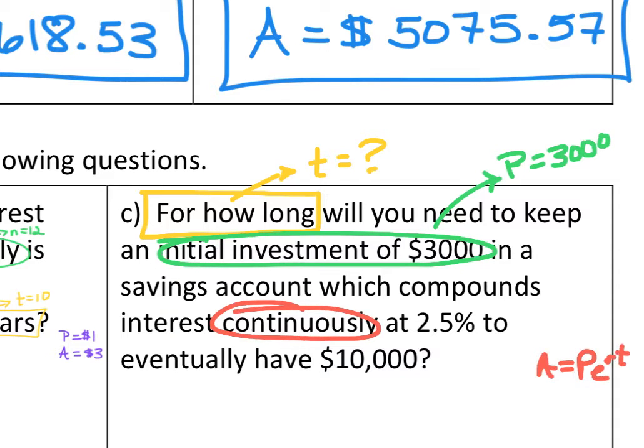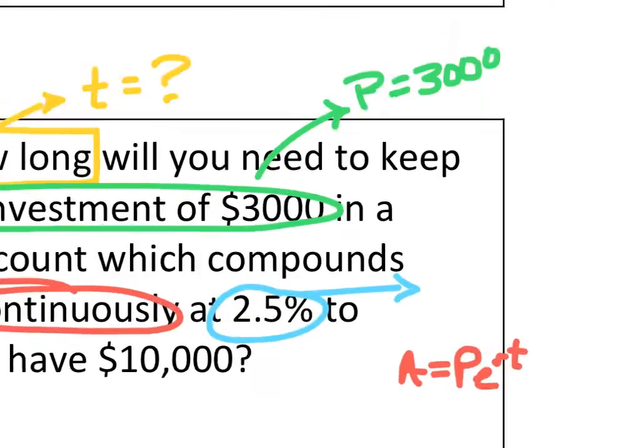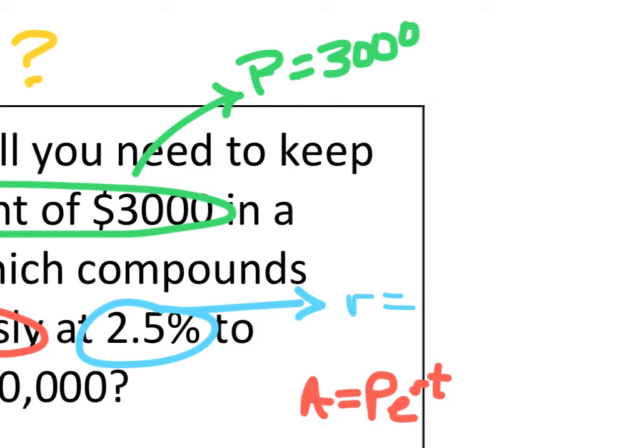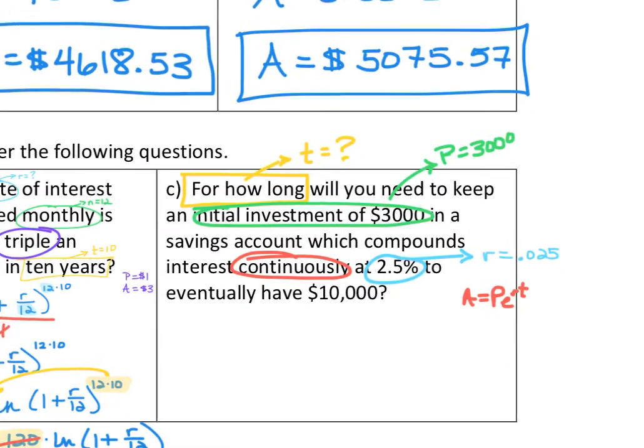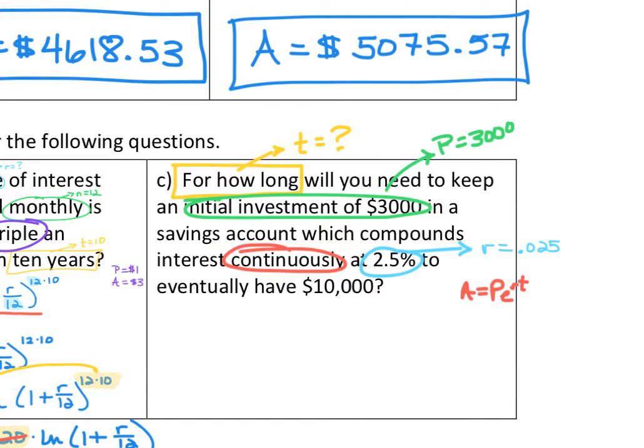e to the rt power, the one with the e in it. And it tells you that the rate is 2.5, so you're going to write the rate as 0.025. And eventually, there's your A value. So A equals $10,000.